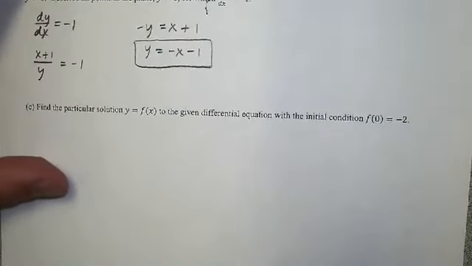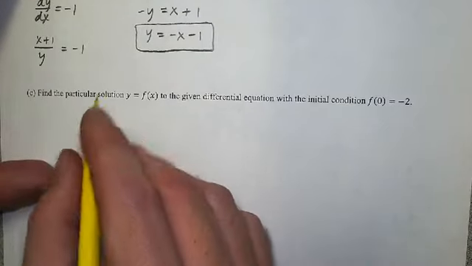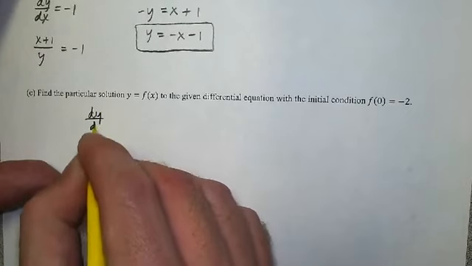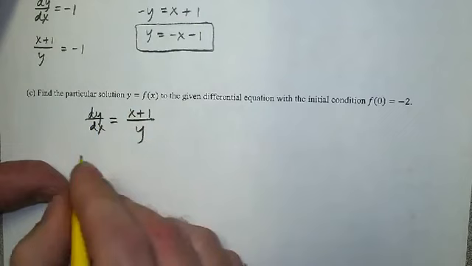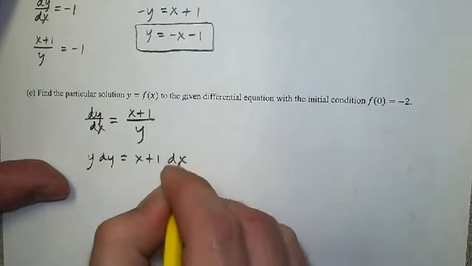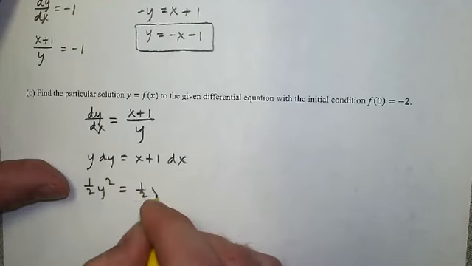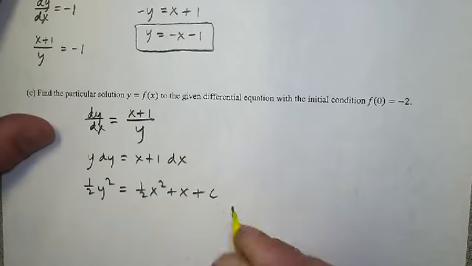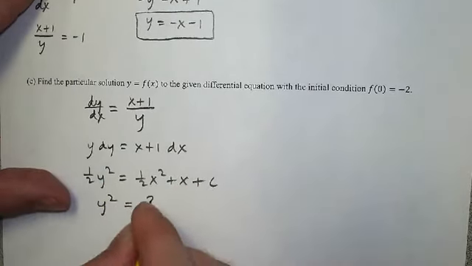Okay, find the particular solution with the initial condition f of 0 equals -2. All right. So what I need is to do separation of variables. This is the main rule. 1/2 y squared is 1/2 x squared plus x plus c.